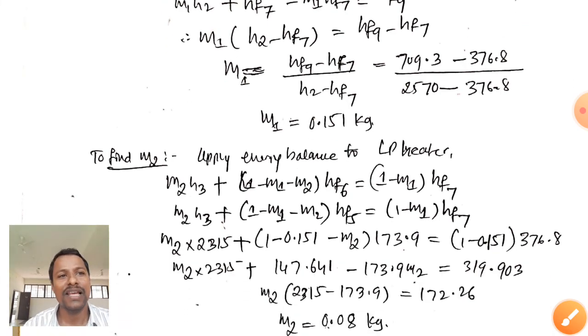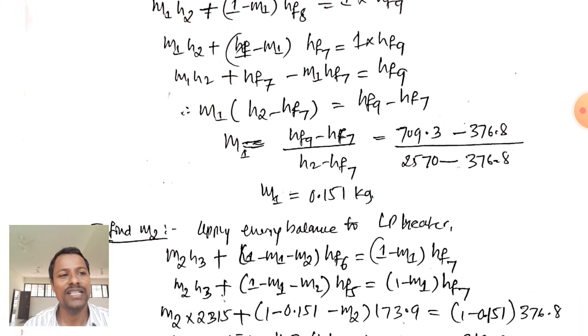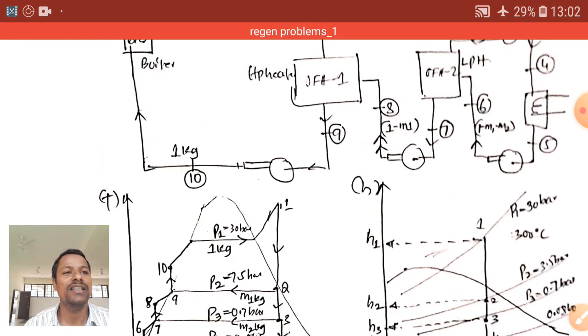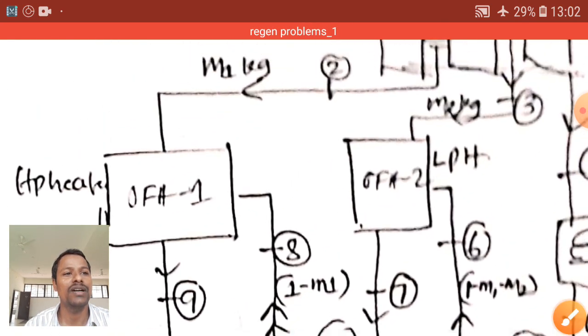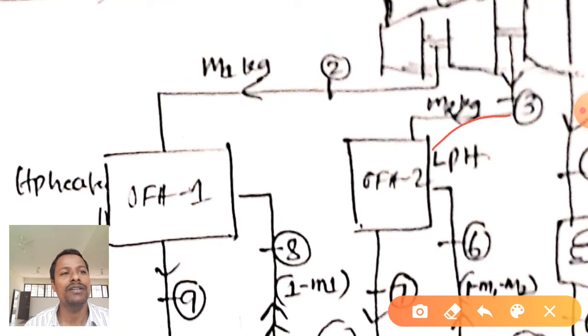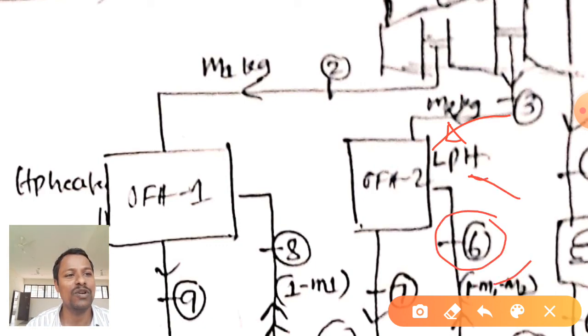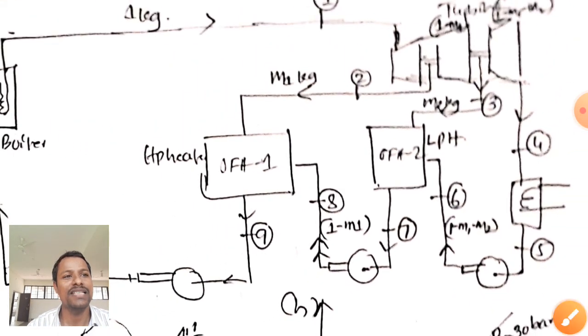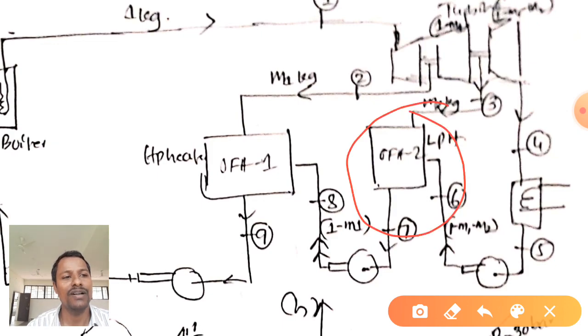Now similarly, we apply the energy balance for the low pressure heater, or open feed water heater 2. As per our notation, if you look into the schematic diagram, this is the open feed water heater 2. Here I have m2 into H3 as an inlet stream, and HF6 with 1 minus m1 minus m2, and the outlet is HF7 with 1 minus m1. I will apply the energy balance for this open feed water heater.